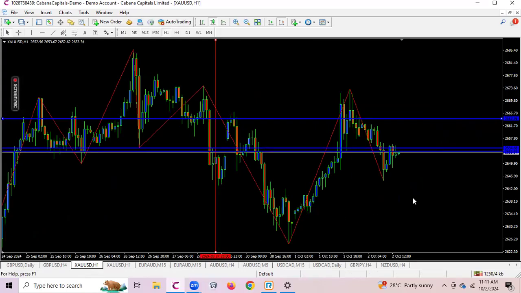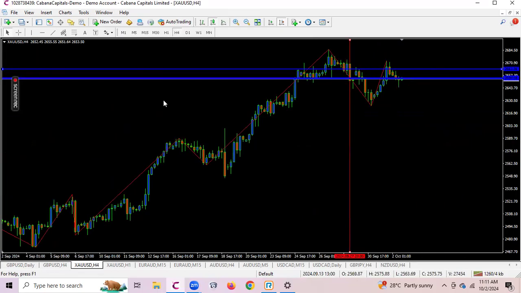So my bias on gold is bearish. That's my take on gold. My bias on gold for today's market is bearish. Let's go back to 4 hour.